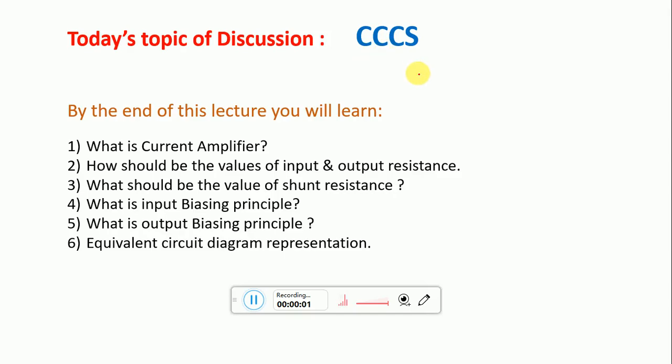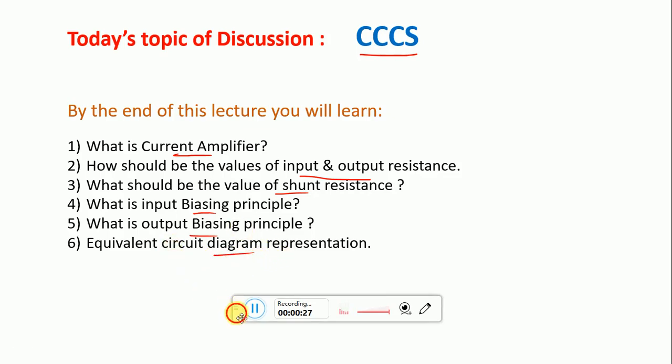Today's topic of discussion is current controlled current source, that is current amplifier. By the end of this lecture, you will learn what is current amplifier, how should be the values of input and output resistance, what should be the values of shunt resistance at input, what is input biasing principle, what is output biasing principle, and equivalent circuit diagram representation of current amplifier.